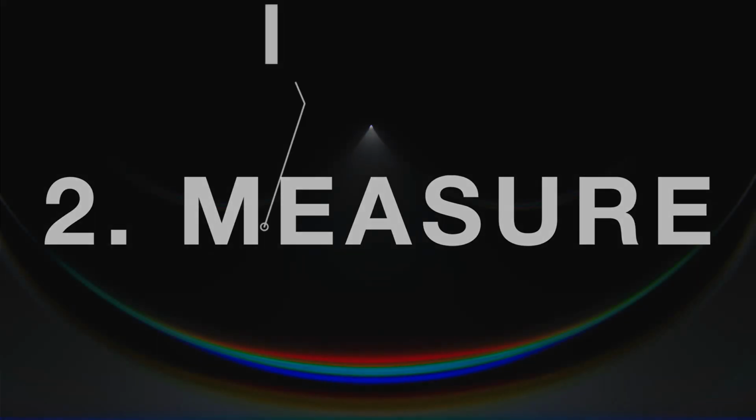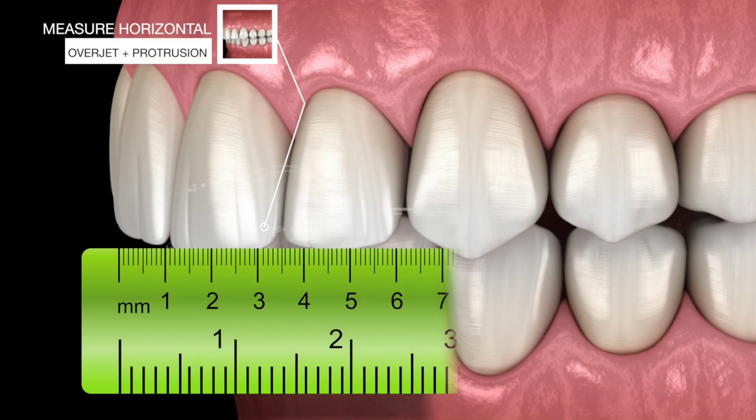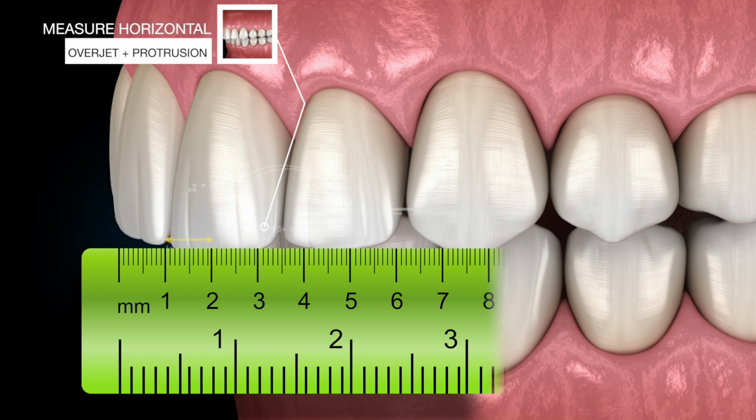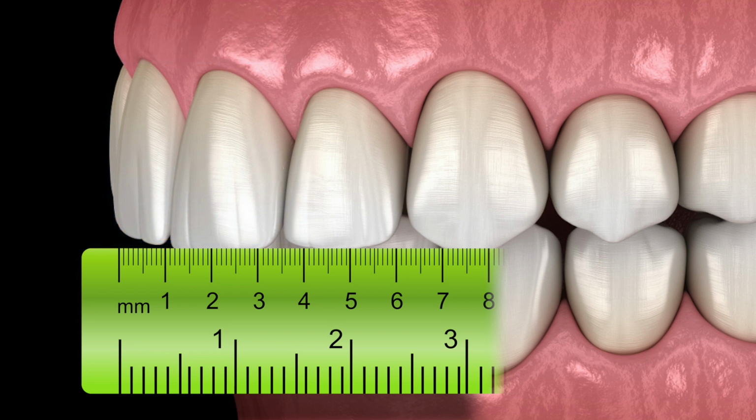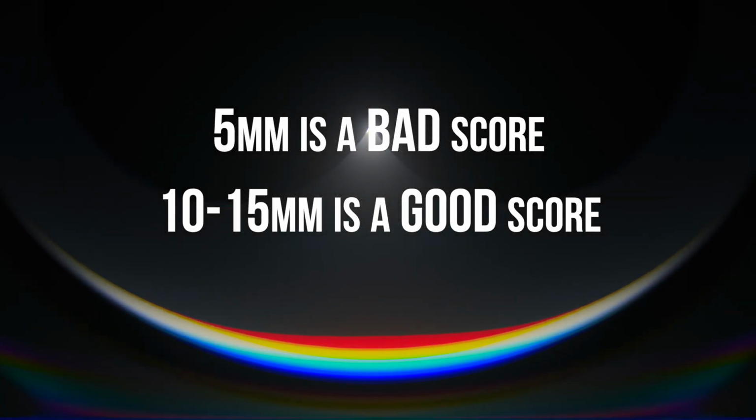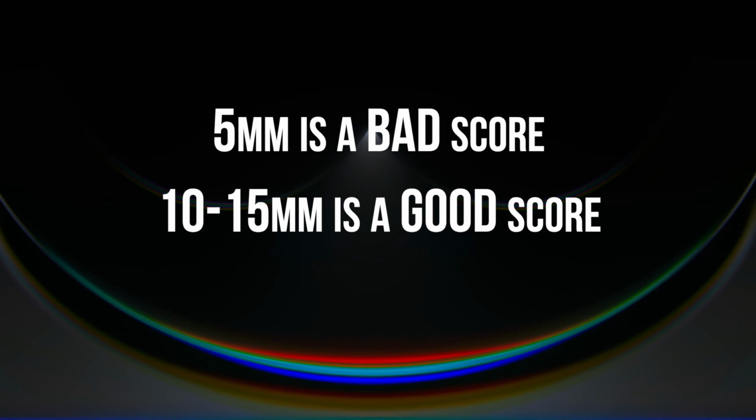Measure the full anterior to posterior or horizontal jaw range. We call this the overjet plus the protrusion score. Add 1 millimeter for the width of your front tooth tip. This horizontal score ranges from 5 to 15 millimeters. 5 is a bad score. 10 to 15 is a good score.